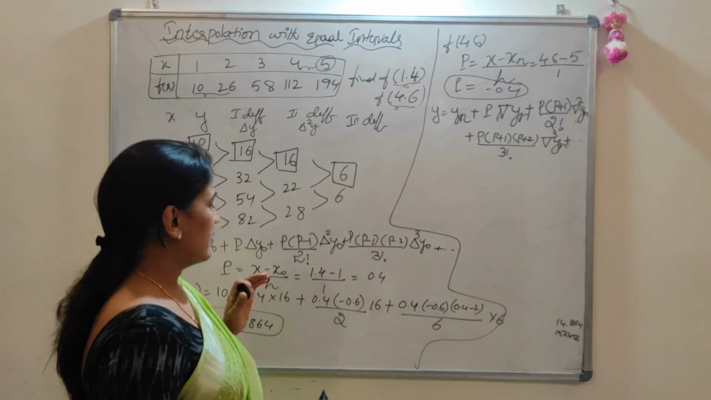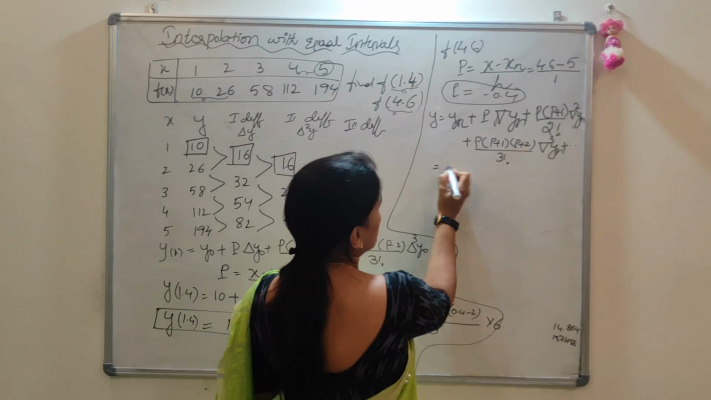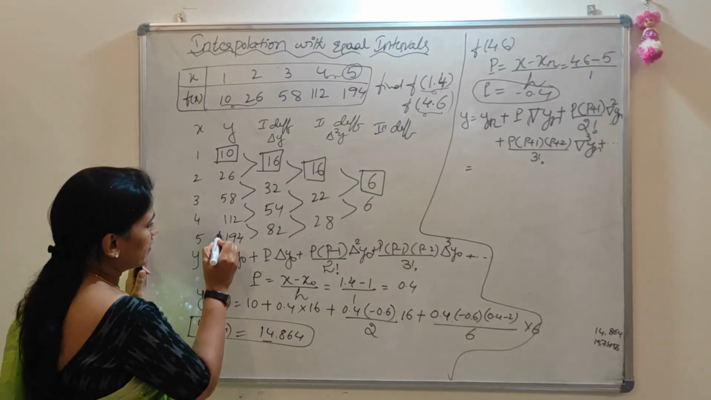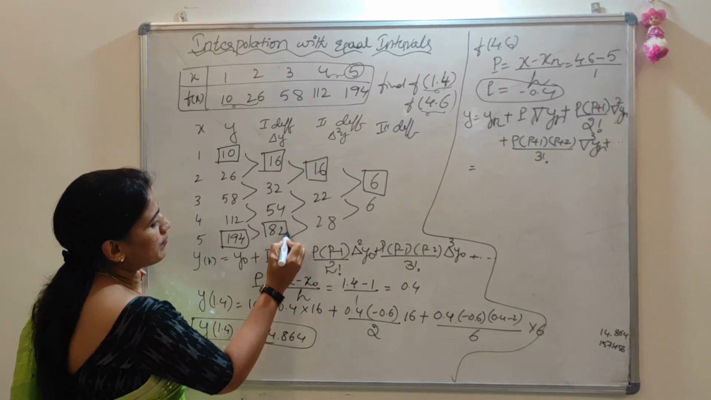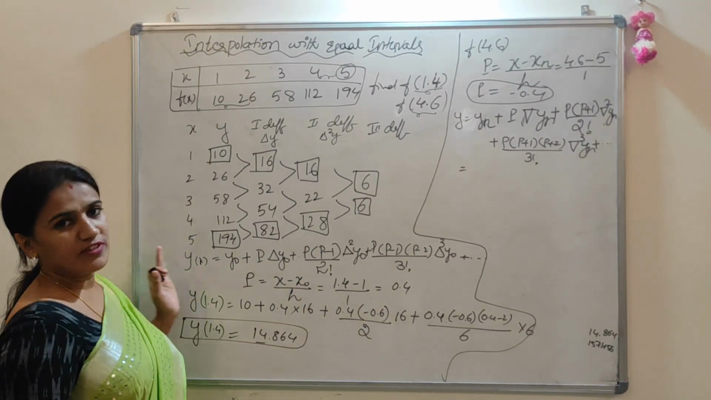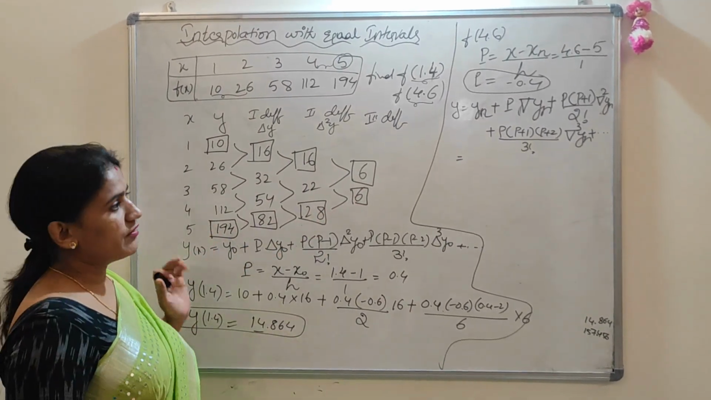This is p plus 1, here it is p minus 1. Okay, so we'll substitute now. In backward, in the same difference table, we should take this is yn, this is nabla yn, this is nabla square yn, this is nabla cube yn. Forward means like this, backward means we have to take these values.